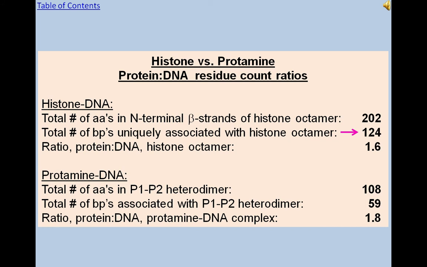So the ratio of protein to DNA residue counts is 202 divided by 124, or 1.6. The comparable number for protamine is 1.8. The slightly higher number in protamine, if held to be significant at all, would be quite consistent with the presumed lack of metabolic activity in a sperm cell.